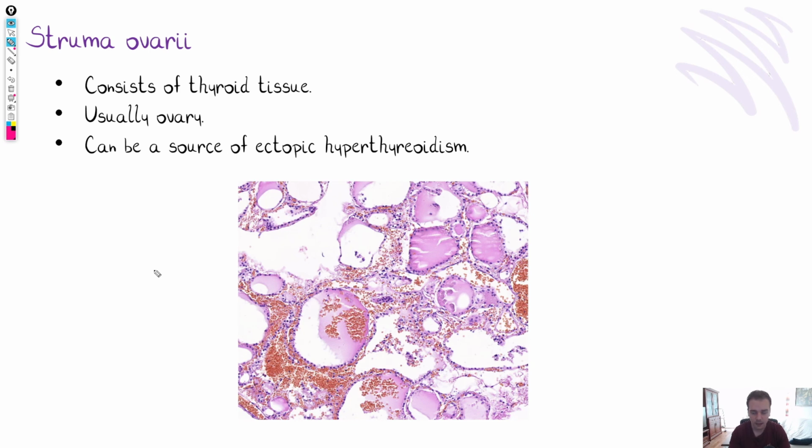In very rare situations, it is extremely rare, but in very rare situations, we can have a normal somatic thyroid carcinoma in this ectopic tissue. So there can be a classic papillary or follicular thyroid carcinoma arising in this ectopic tissue, but it is very rare.